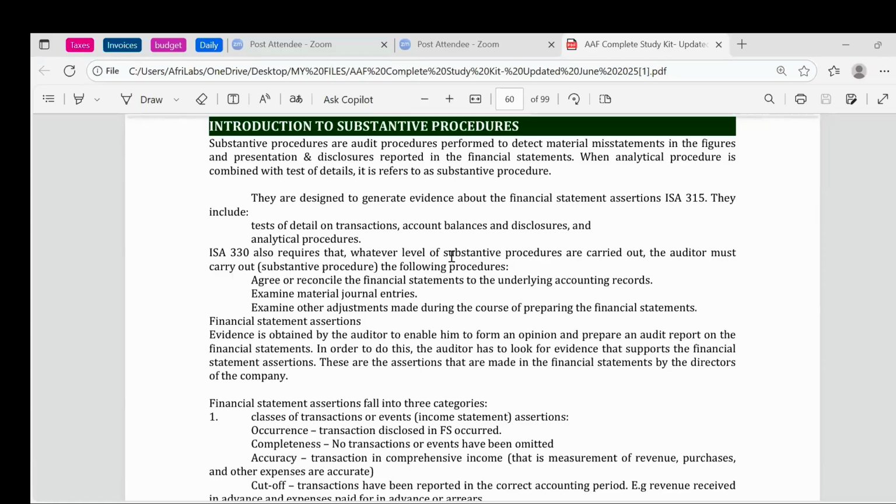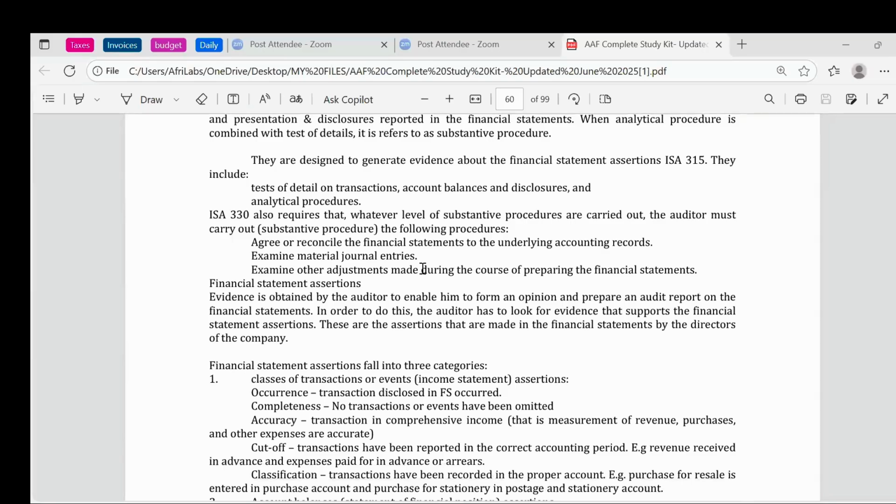What is substantive procedure? Substantive procedures are audit procedures that are performed to detect material misstatements on presentation and disclosures reported on your financial statements. When analytical procedure is combined with test of detail, it is substantive procedure. So what is an analytical procedure?